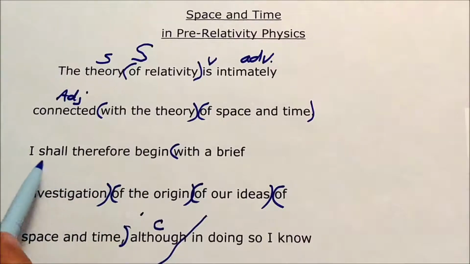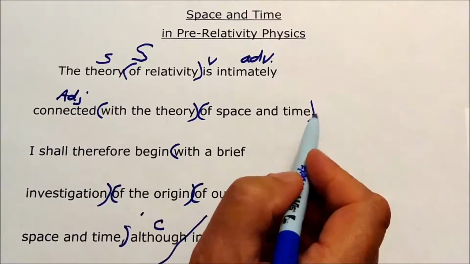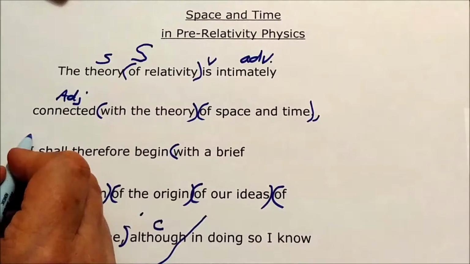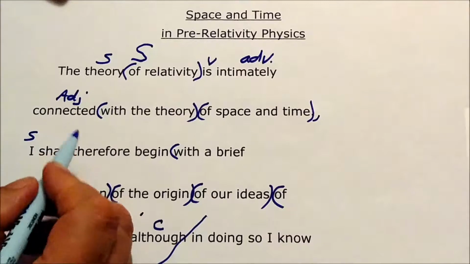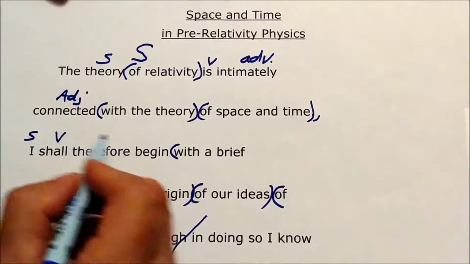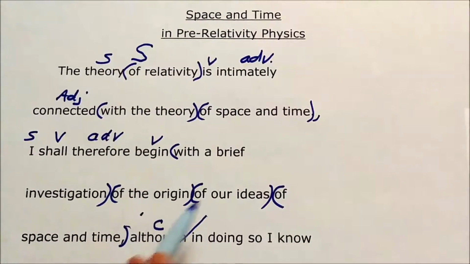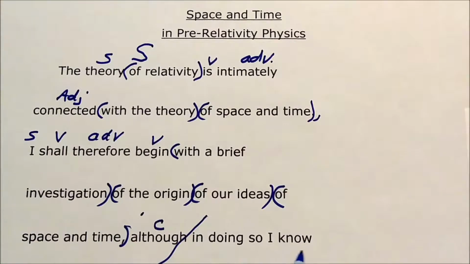Let's see. I shall therefore, we have a comma here probably. I shall therefore begin, all right? So we have a subject. Shall begin is the verb. Therefore is an adverb, all right? With a brief investigation of our ideas of space and time. All right. I think we've got everything under control here. Let's move on to the second part of his talk.